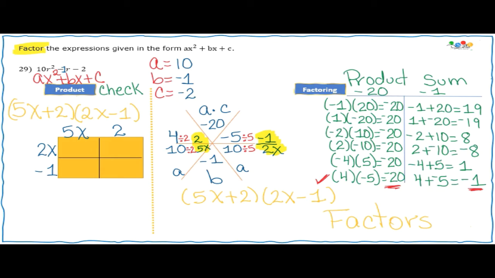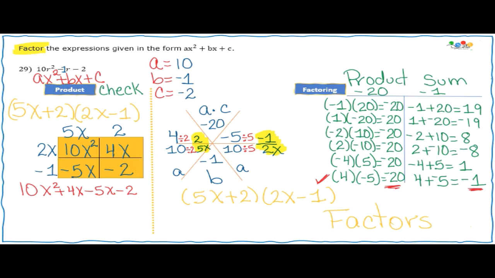So let's multiply. 5x times 2x gives me a 10x squared. 2 times 2x gives me a 4x. And 5x times a negative 1 gives me a negative 5x. And 2 times a negative 1 gives me a negative 2. What we do next is we're going to rewrite the terms from the box, right? So let's write it down. So I'm going to write down 10x squared plus 4x minus 5x minus 2.